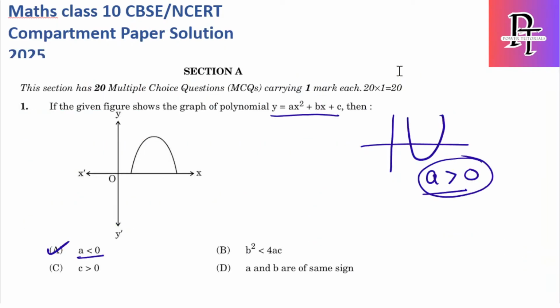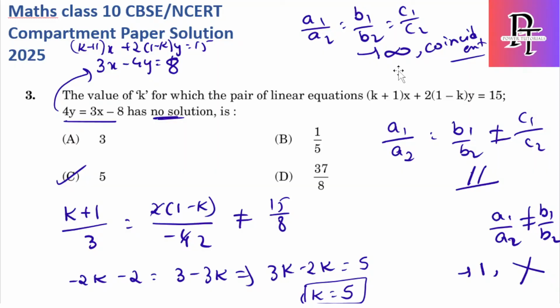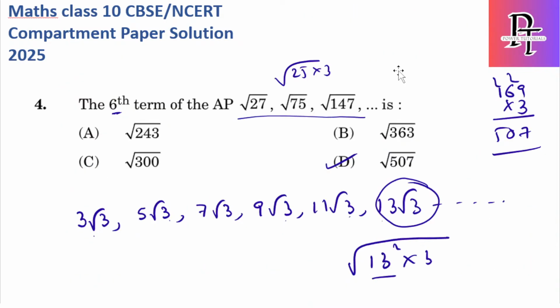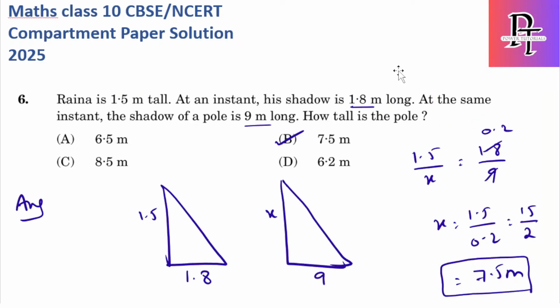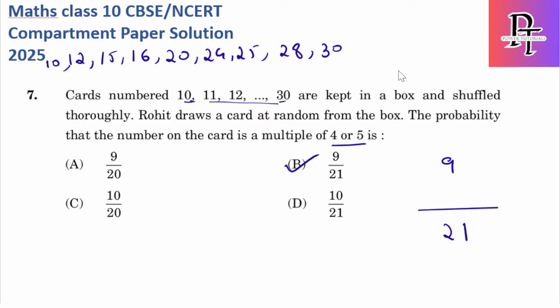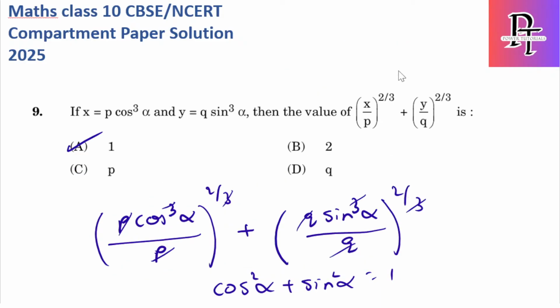These are section A questions. Section A contains 18 MCQs and 2 assertion and reason questions. The first one is related to polynomials, then squares of prime numbers, then the value of k for which the equation has no solution, that is parallel, coincident or intersecting lines. Then an AP question asking for a specific term, then circles and triangles, and a heights and distance question. This is a probability question, and then a midpoint question from coordinate geometry, and one trigonometry identity question.